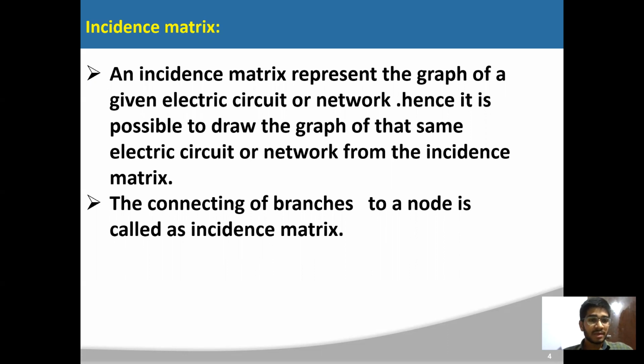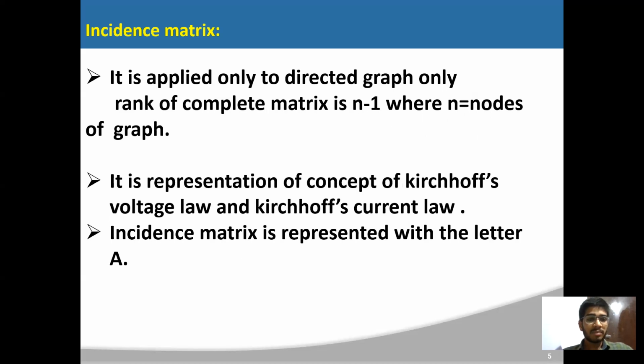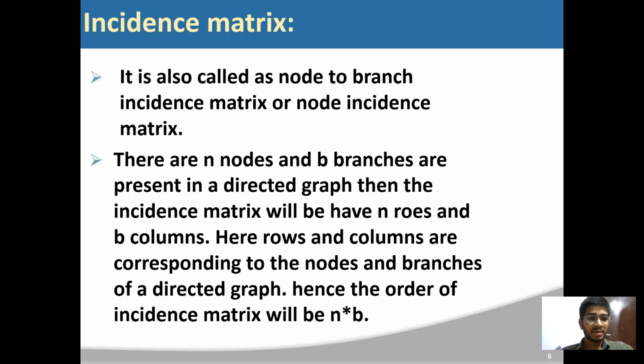Incidence matrix. It represents the graph of a given electric circuit or network. Hence, it is possible to draw the graph of the same electric circuit or network from the incidence matrix. The connection of branches to a node is called an incidence matrix. It is applied only to directed graphs. The rank of a complete matrix is n-1, where n equals the number of nodes of a graph. This represents the concept of Kirchhoff's voltage law and Kirchhoff's current law. The incidence matrix is represented with the letter A. It is also called the node to branch incidence matrix or node incidence matrix.